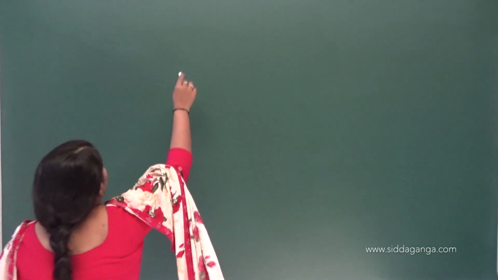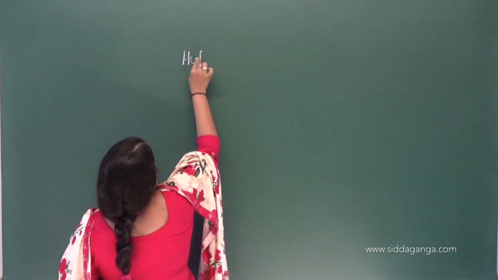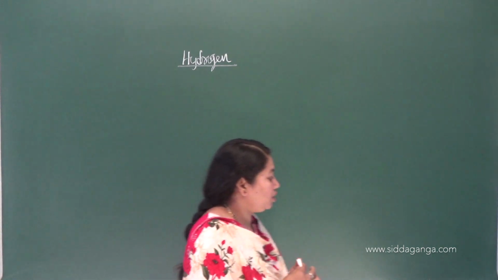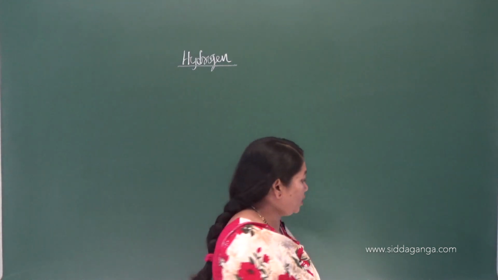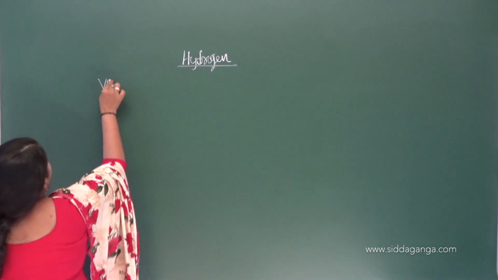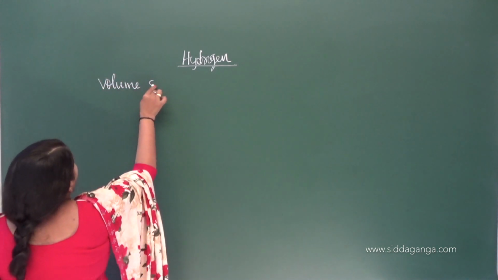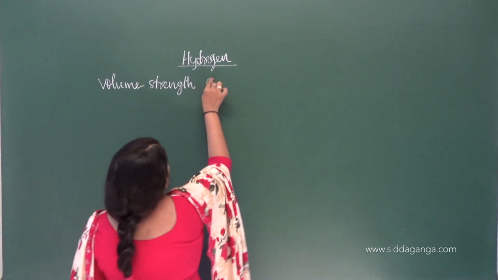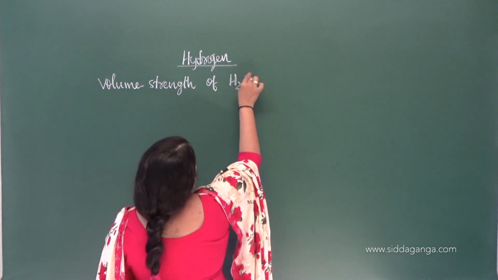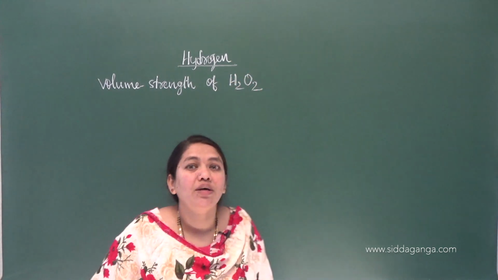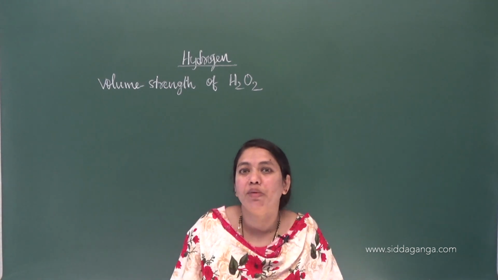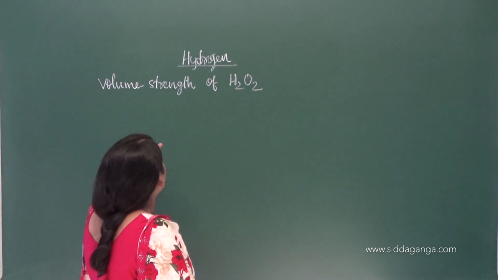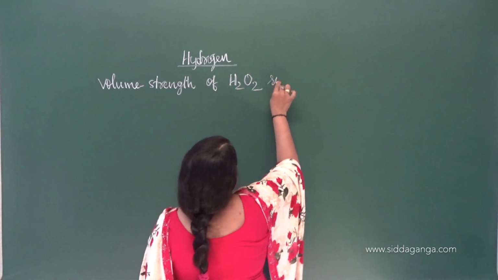One of the important concepts with reference to hydrogen peroxide is the expression of its volume strength. So, what is that? Volume strength of hydrogen peroxide. You know that the strength of a solution can be expressed in terms of normality, molarity, mole fraction like that. Here, the volume strength of hydrogen peroxide solution actually it is.